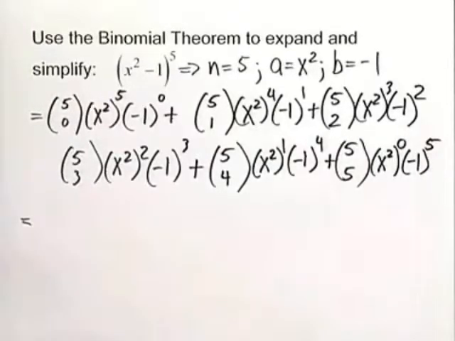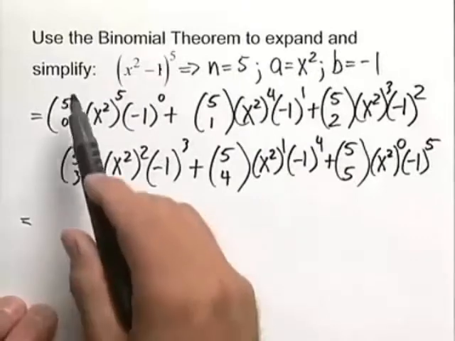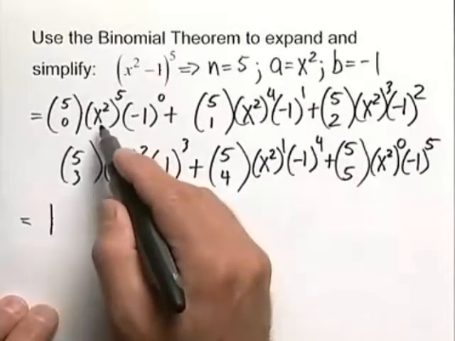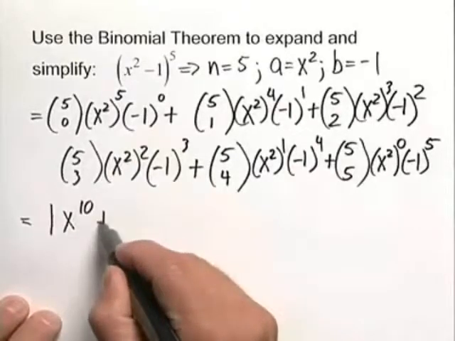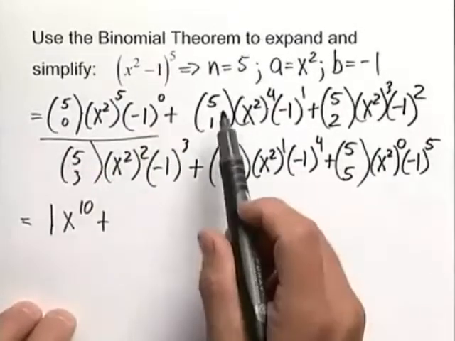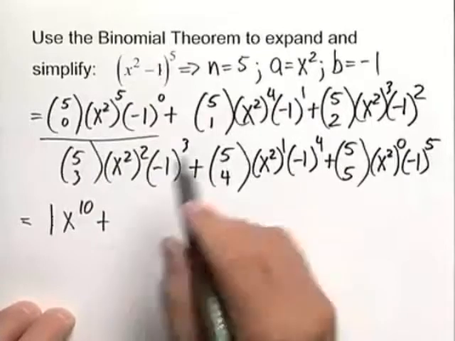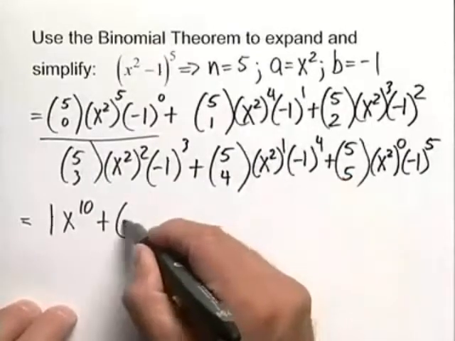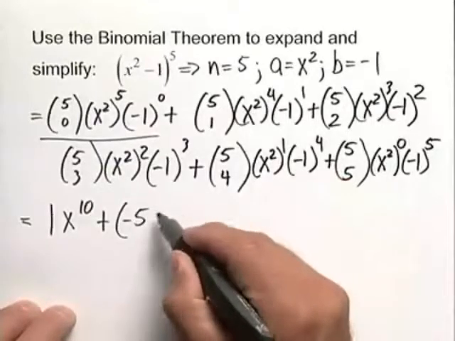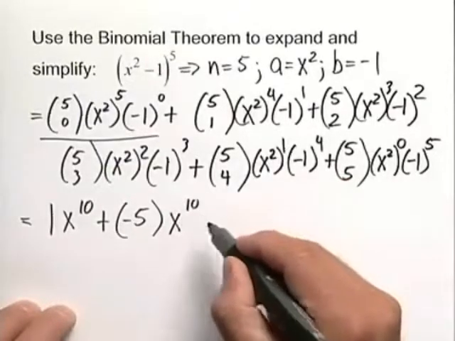Alright, now let's try and make some sense of all this madness here. We have 5 over 0, which is simply 1, x squared to the fifth, which will give us x to the 10th. Plus, so that's addressed the first term. 5 over 1 will give us simply 5, but note that we have a negative 1 to the first, so I'm going to write that as a minus 5 out in front, x to the 10th.